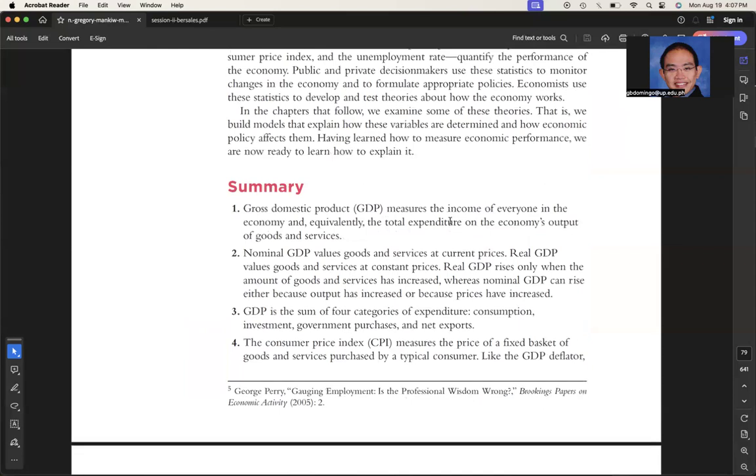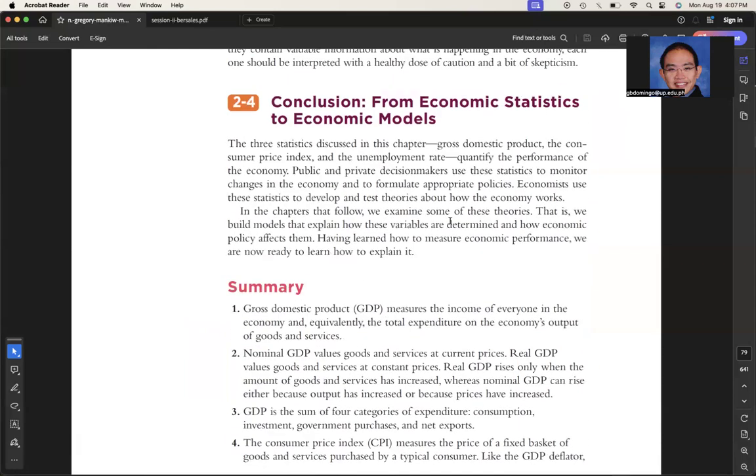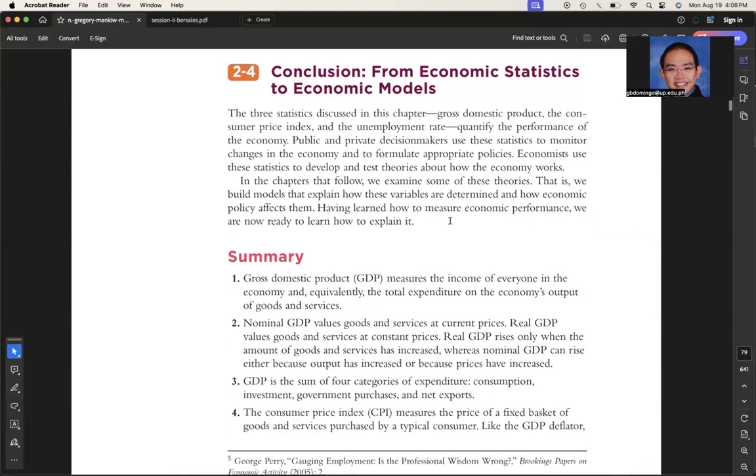Okay, so now we're done and we're going to move from economic statistics to economic models. After I do the Philippine situation in the next video, we're going to go back to GDP, back to inflation and CPI, then back to unemployment and talk about the Philippine case: how the Philippines calculates these things, and how different or how difficult it is to calculate these things in the context of the Philippines.